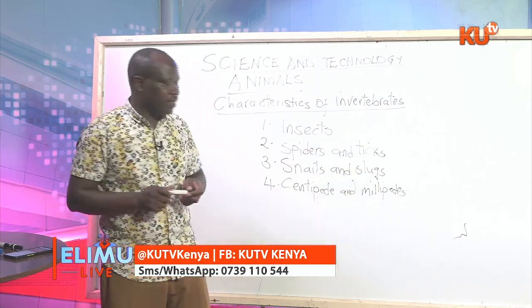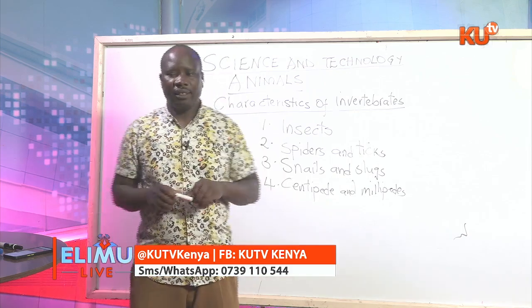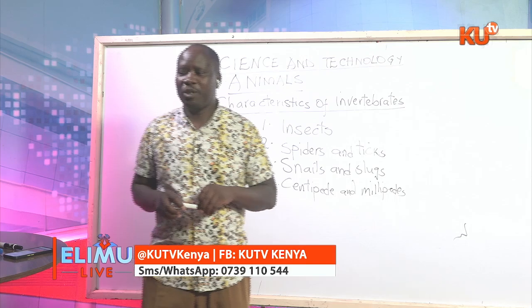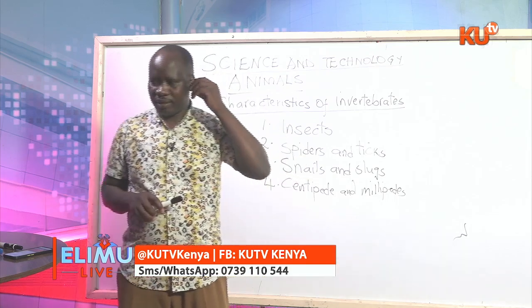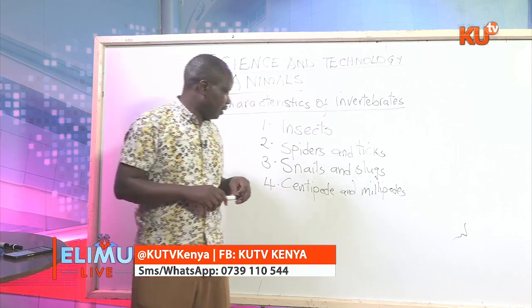When we came to spiders and ticks, we said they have 2 body parts. Then they have 4 pairs of legs. They do not have wings. That is for the spiders and ticks.